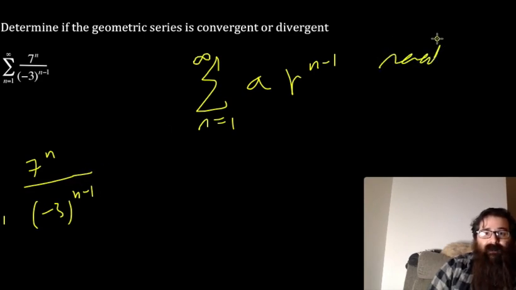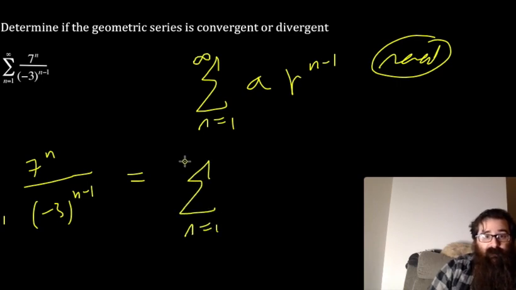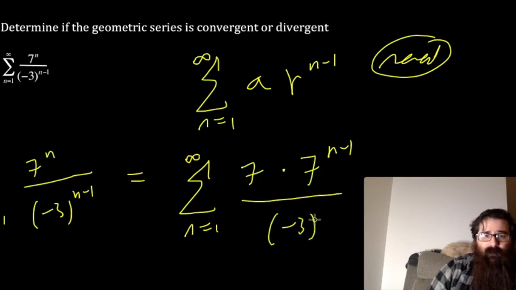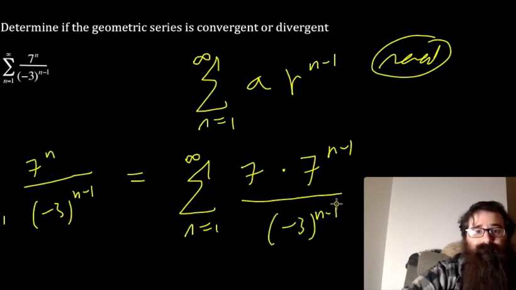But this is what I need. I need this type of form here. It looks like the denominator got the memo. It looks like the numerator didn't. But I can fix this. In the numerator, I can bring a 7 out and say, well, 7 to the n is 7 times 7 to the n minus 1. Sort of breaking off one piece of the base there.